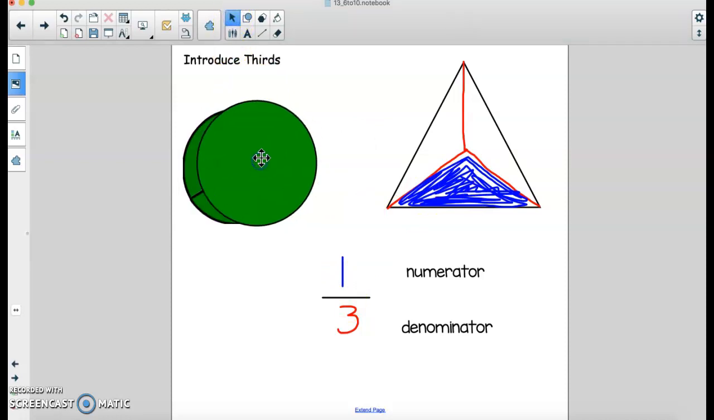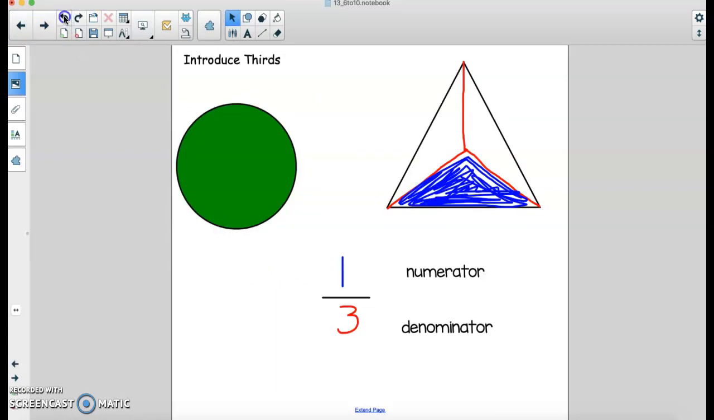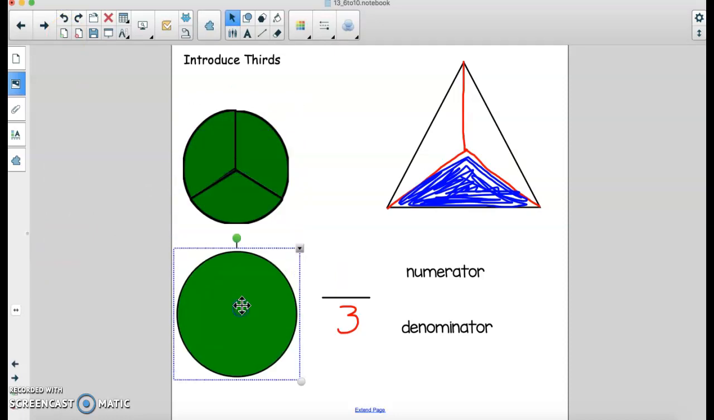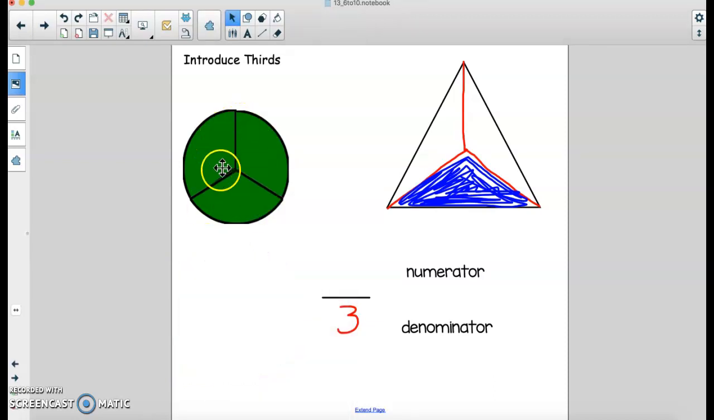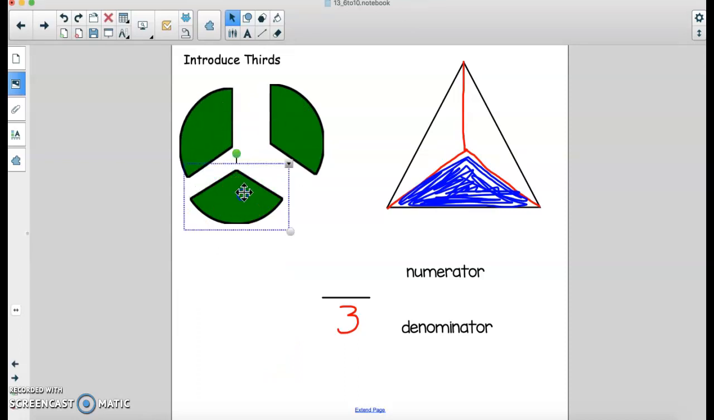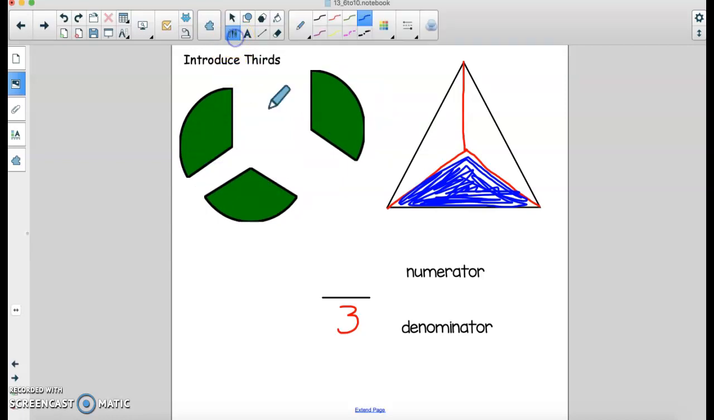If I showed you this, I took my circle and I magically put it into 3 equal pieces. So one of these pieces would count for our 1/3.